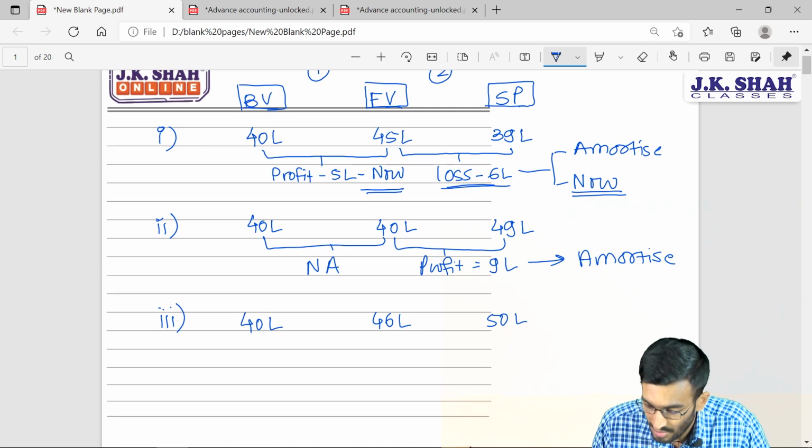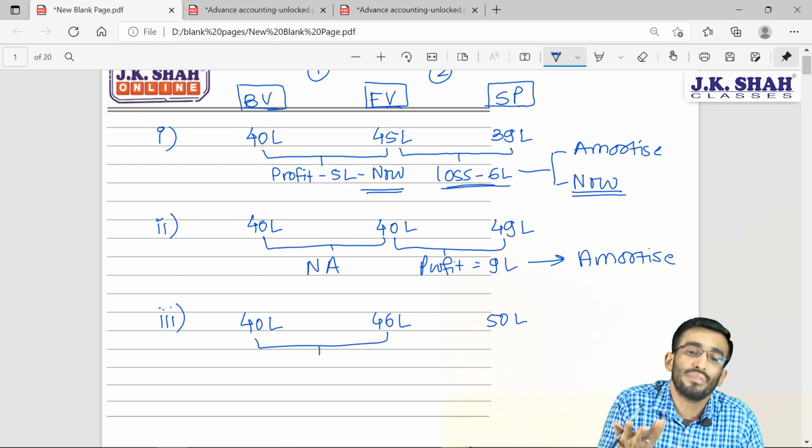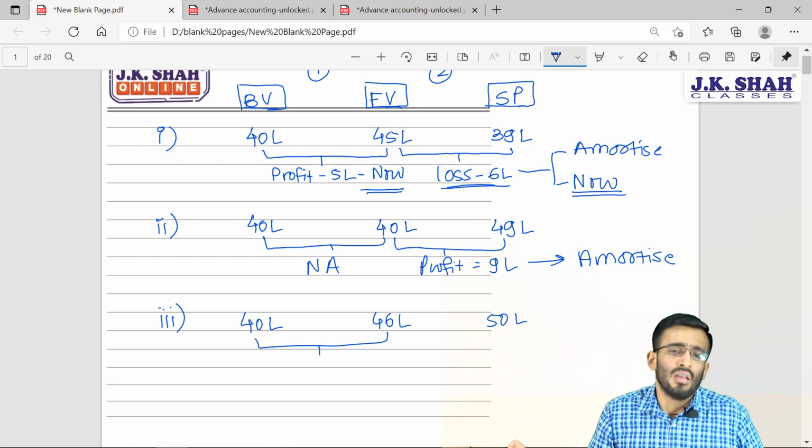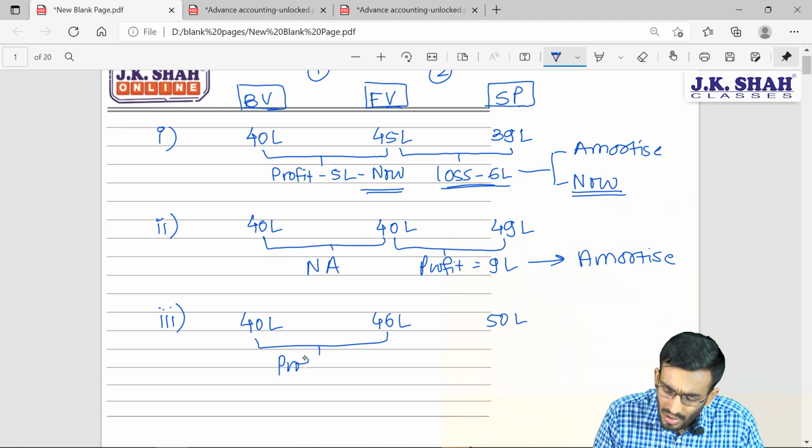Last, sir, first compare book value and the fair value. That will be always genuine profit or loss, because obviously in my books accounts it is appearing at 40 lakhs. If I go in the market, people are ready to purchase at 46. So this profit is nothing but 6 lakh, which we need to recognize now.